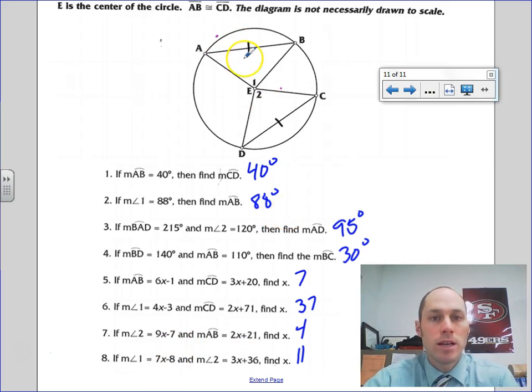And finally, number 8, measure of angle 1 is 7x minus 8. Measure of angle 2 is 3x plus 36. Well, since I know these two chords are congruent, and the radii are congruent, once again, two congruent triangles, so corresponding parts will be congruent. Angle 1 will be equal to angle 2. Solve for x, and we get 11.